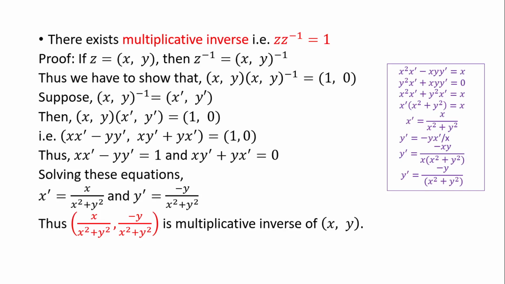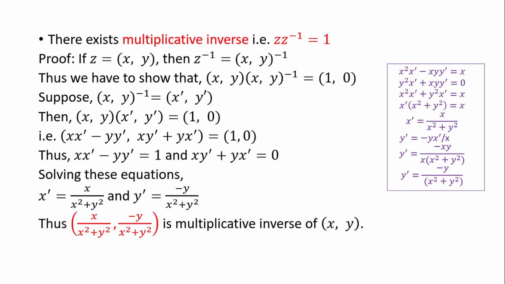And let us write its product, that is x into x prime minus y into y prime, comma x into y prime plus y into x prime, so this is equal to 1 comma 0. Now since it is an equality sign, we can equate real part from left side as equal to real part from right side, and similarly imaginary part from left side as equal to imaginary part from right side. And we have two equations, that is x x prime minus y y prime equal to 1, and x y prime plus y x prime equal to 0. And these are the simultaneous equations we have to solve.